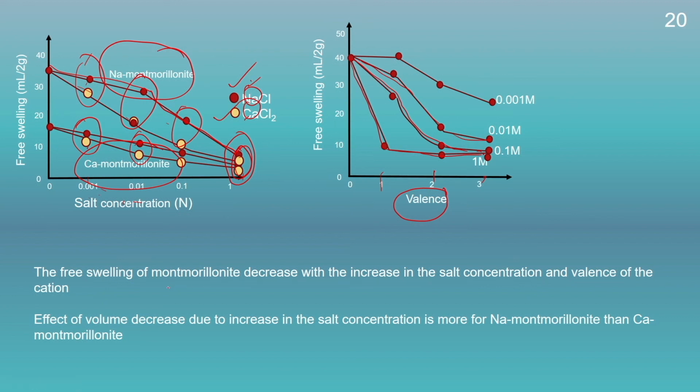So, here we can conclude the free swelling of montmorillonite decreases with increase in the salt concentration and valency of the cation of the pore fluid, and the effect of volume decrease due to increase in the salt concentration is more for sodium montmorillonite in comparison to the calcium montmorillonite. Next, I will discuss the compaction characteristics of different minerals.